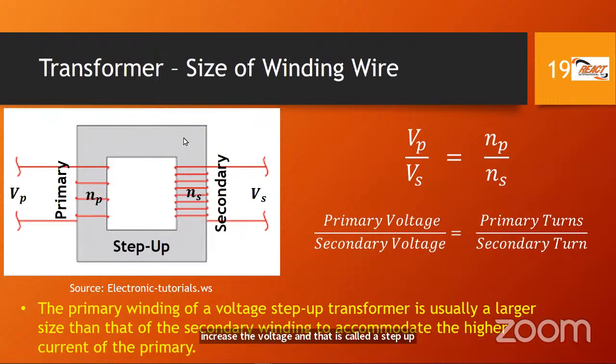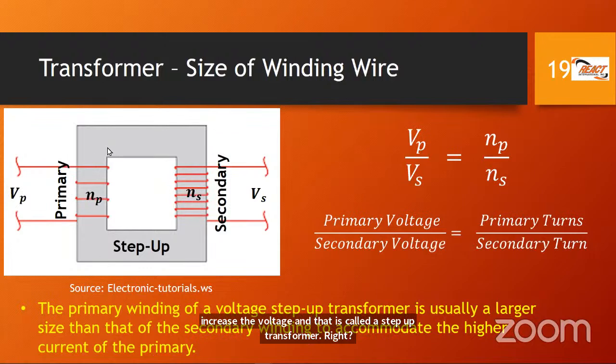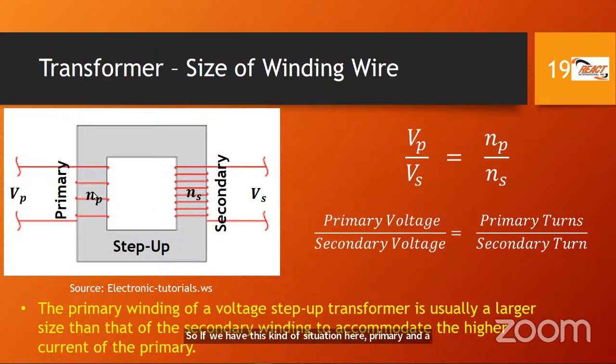So if we have this kind of situation here, primary and a secondary step-up transformer, the winding on the primary side is normally larger. The thickness of the wire on the primary side is going to be thicker. It's going to be larger diameter compared to the secondary. Why? Because the voltage being low on this end will mean that the current will be higher. On the opposite end, the voltage is going to be higher, which reduces the current flow.